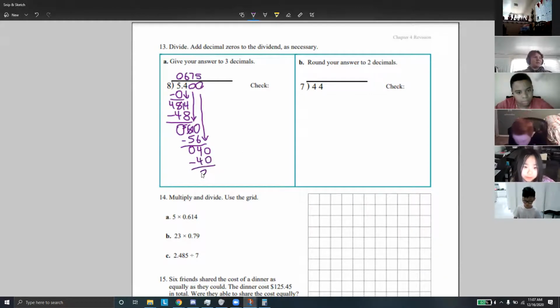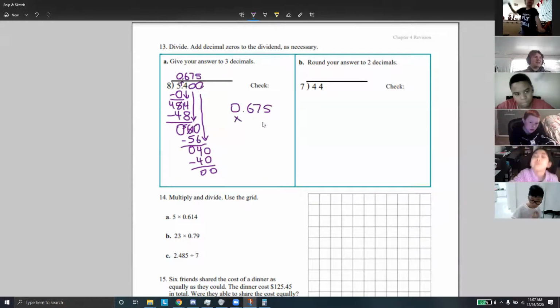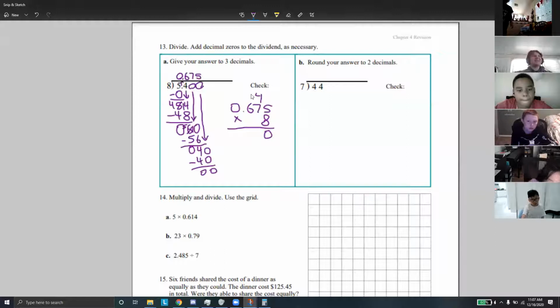Perfect. And so when they say check, remember, raise the decimal last step. Great. And then when they say check, they just want you to do 0.675 thousandths times 8. 8 times 5 is 40. 8 times 7 is 8, 16, 24, 32, 40, 48, 56, plus 4 is 60.